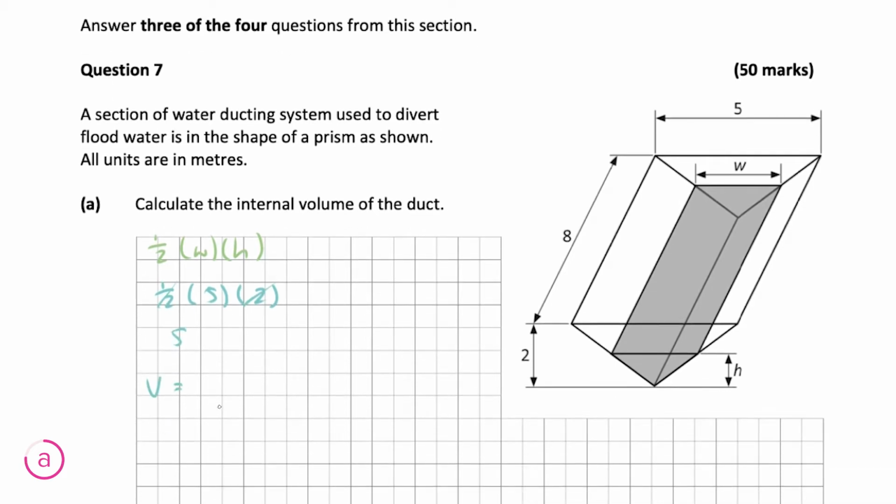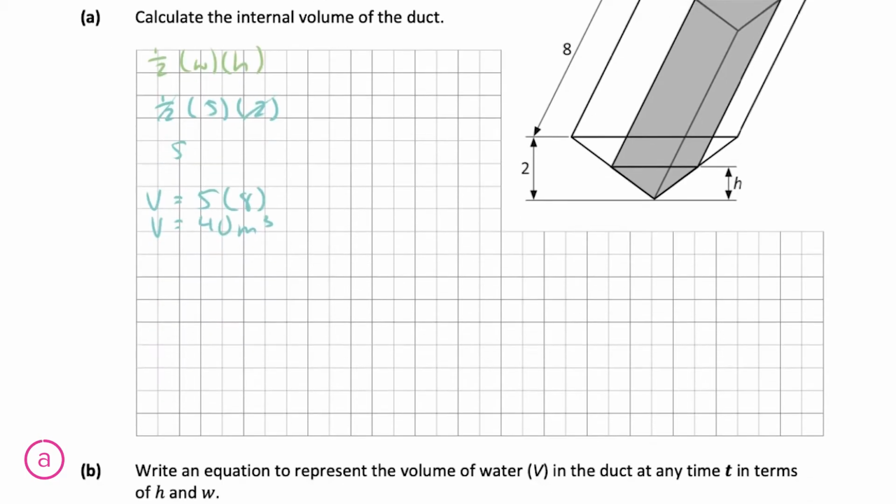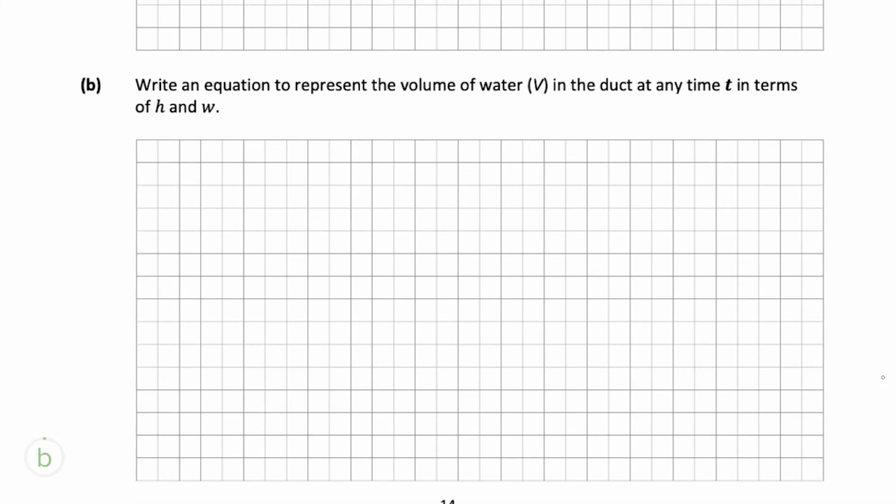Therefore, the volume of the entire thing is going to be the area of the base, which we just found is 5, multiplied by the height, which is 8, as given in the question. So the volume is simply 40 meters cubed. Make sure to include your units of measurement.